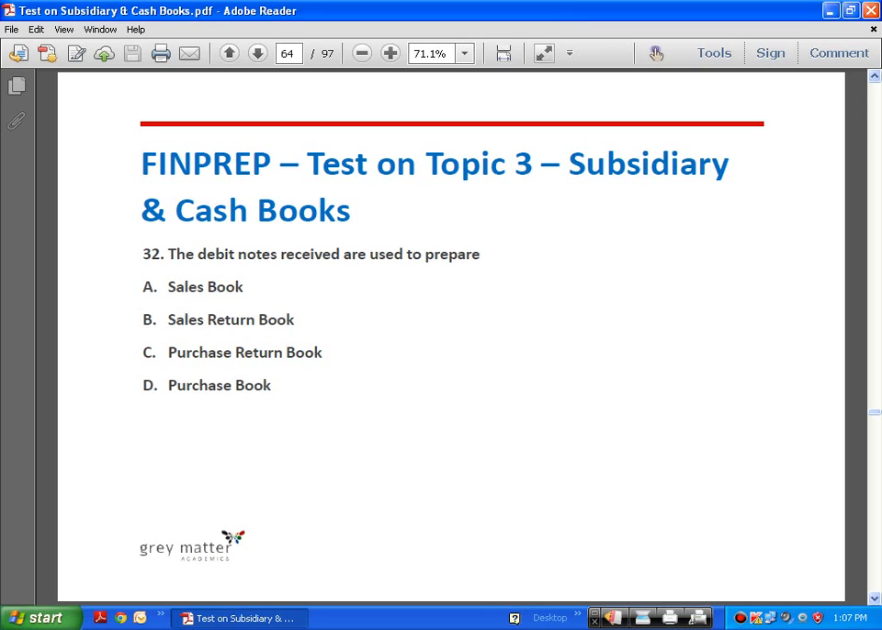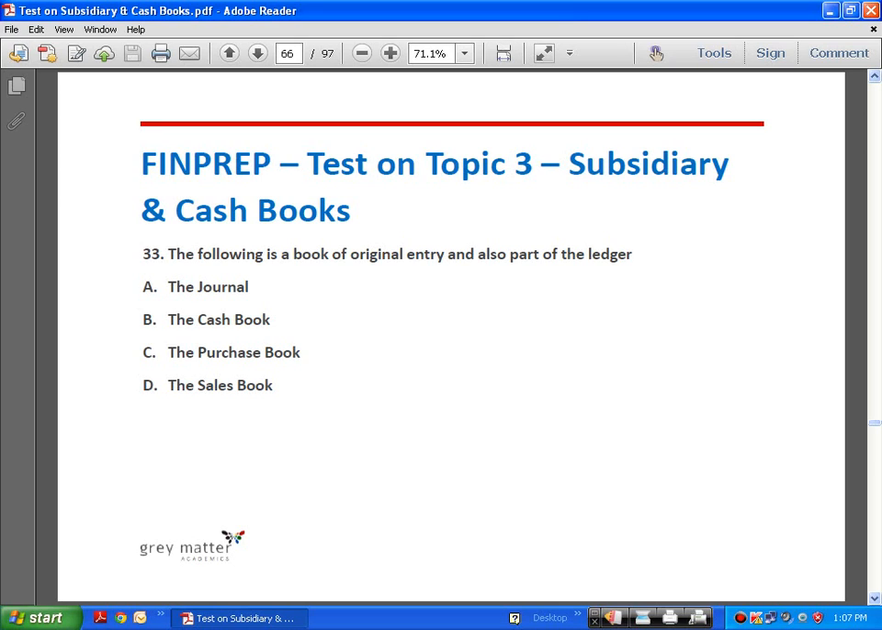Next, the debit notes received are used to prepare. So debit notes will be received from the purchaser at the time of purchase return. So when we receive a debit note, it is actually a case of sales returns for us, and based on the debit notes received, the return of goods will be entered in the sales returns book. So answer is B.